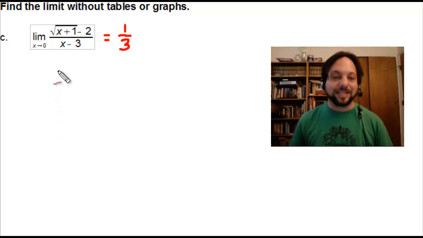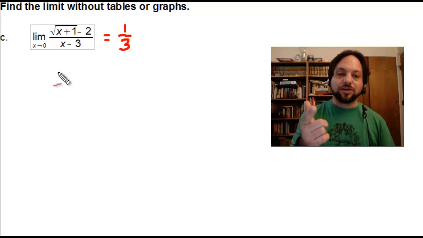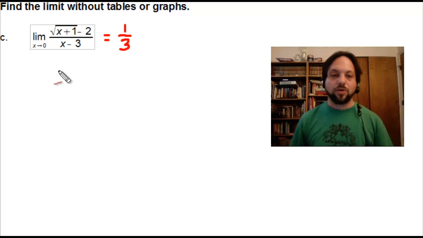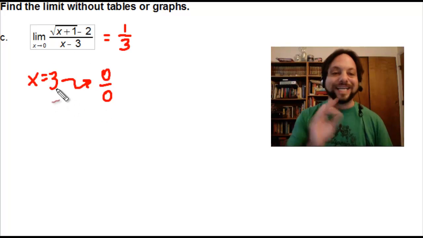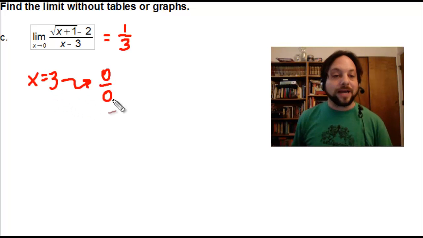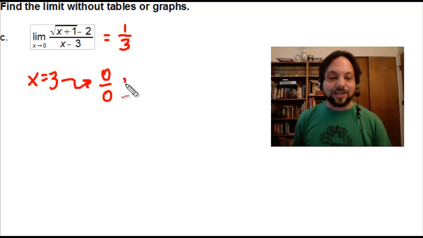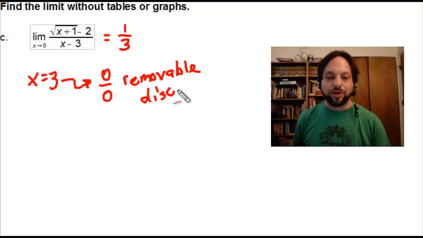Let's start with: does this have a discontinuity, and where is it? If you look at this, clearly the denominator will equal 0 when x is 3. So let's see what happens when x equals 3. We'll get 0 on top, and 0 on bottom. So there is a discontinuity there. Because it's 0 over 0, that tells us that it is a removable discontinuity. In other words, it has a hole at x equals 3.